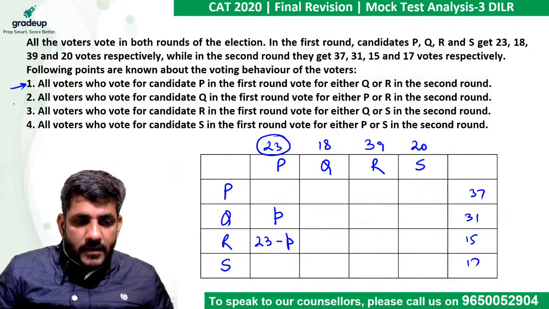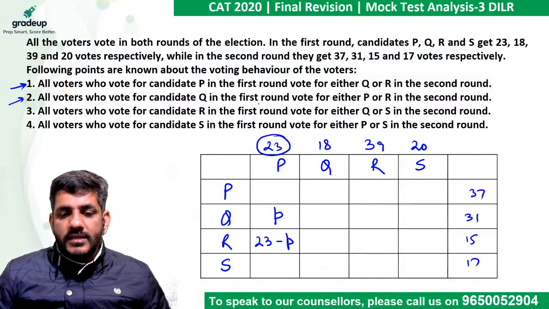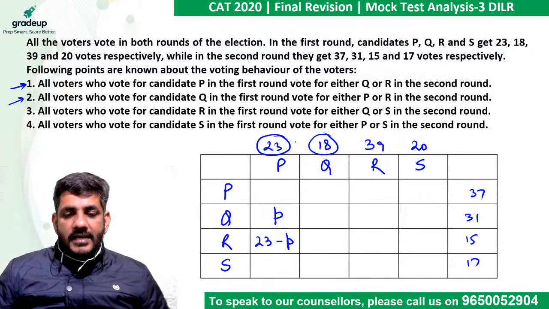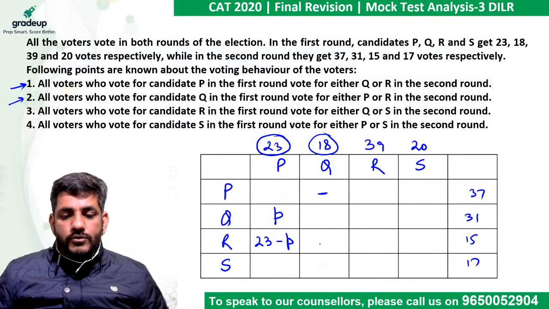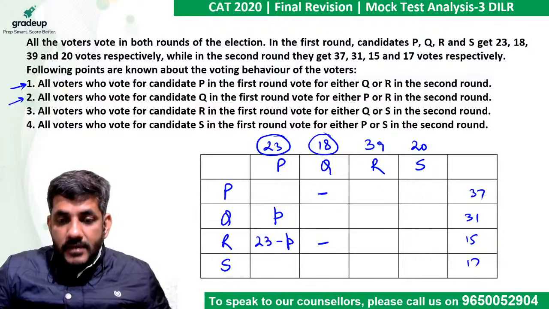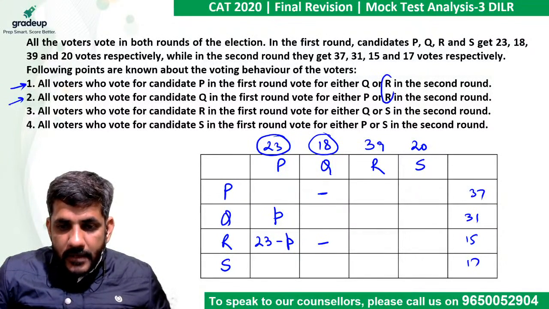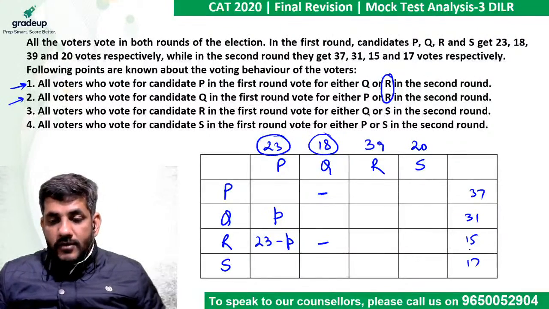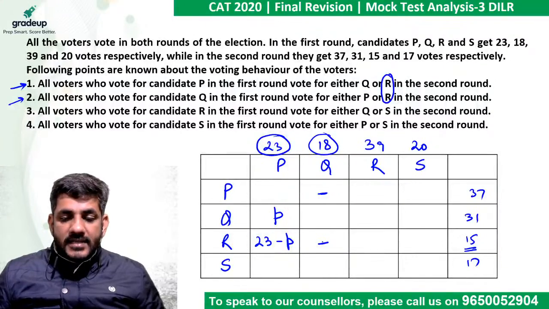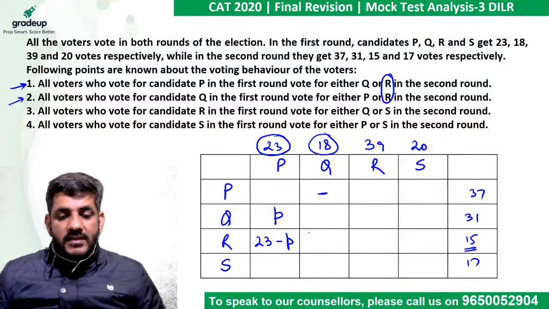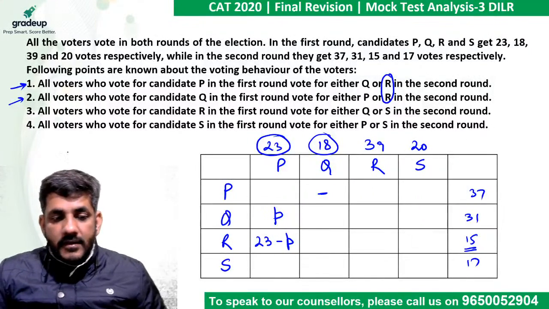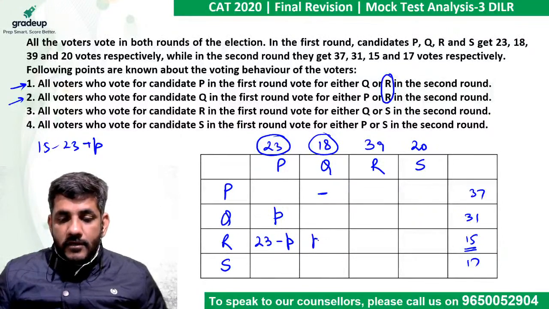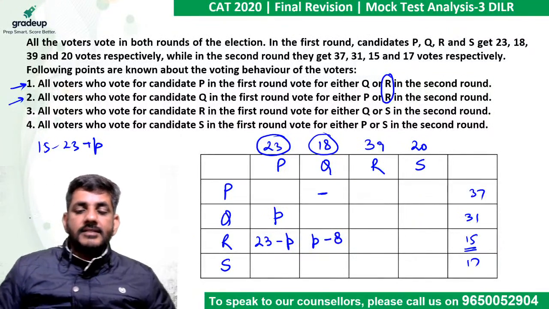Look at second statement. All voters who vote for candidate Q in the first round, that is 18, vote for either P or R in the second round. तो इनमें से कुछ लोग इधर चले गए और कुछ लोग इधर चले गए. Now the point is, if you look at these statements, all the people in R either came from P or from Q. And how many people voted for R? 15. 15 में से 23 minus P तो P से आ गए. तो Q से कितने आए होंगे? Q से आए होंगे 15 minus 23 minus P. तो वो plus P हो जाएगा. And this gives you the value as P minus 8.